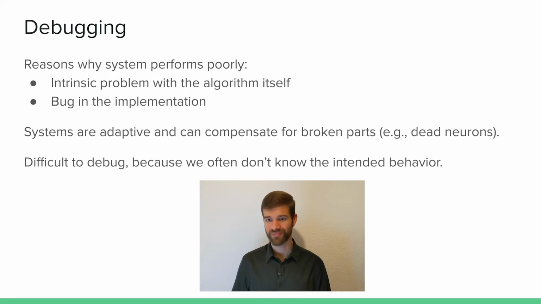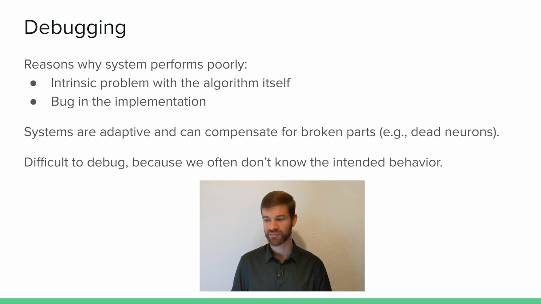So one of the unfortunate things actually with neural networks is that systems are adaptive and they can compensate a lot of human errors. So even if you throw a bunch of garbage in there and kind of play around with non-ideal hyperparameters, you can still get some actually good output results there. So they can compensate for many of the broken parts, for example, dead neurons.